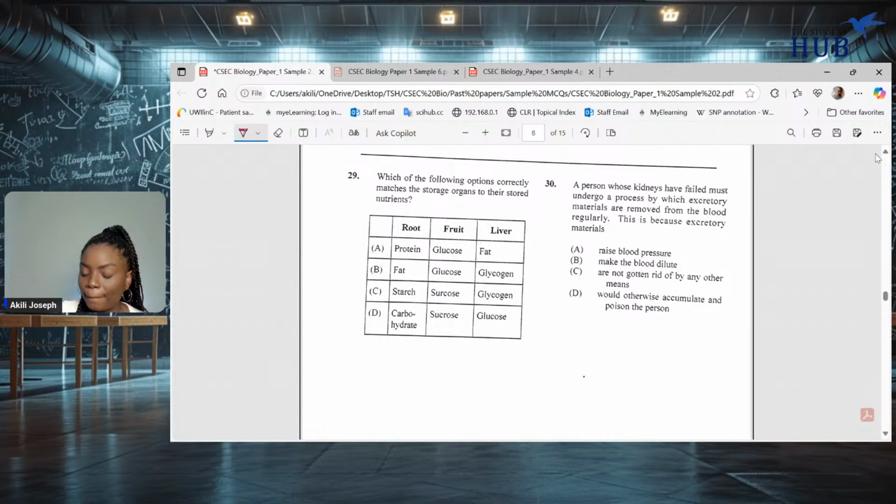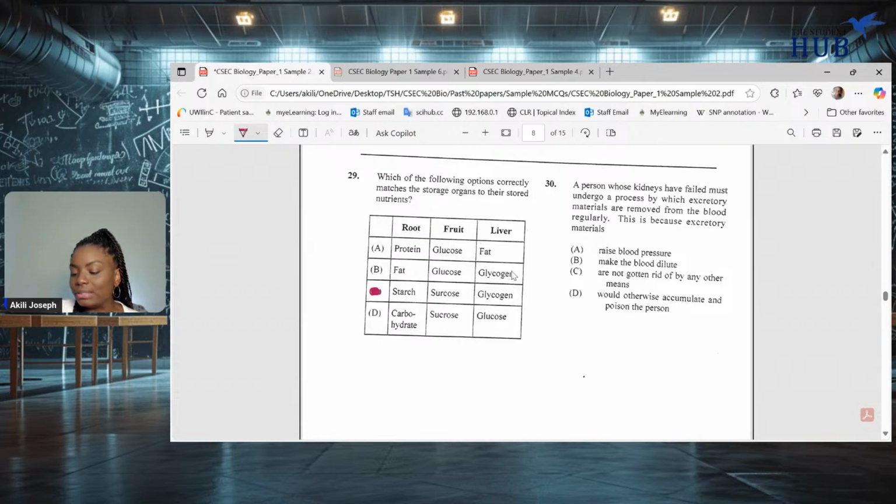Number 29, which of the following options correctly matches the storage organs to their stored nutrients? Right? So you have the root, fruit, liver, and where do we have the storage of excess, well, not necessarily excess glucose, but storage of different nutrients in these different organs? So which one is showing you the correct combination there? It's going to be C, right? So you would have your excess glucose being stored as starch in the root. You're going to have it being stored as sucrose in the fruit. And glycogen is what your excess glucose is stored as in the liver, right?